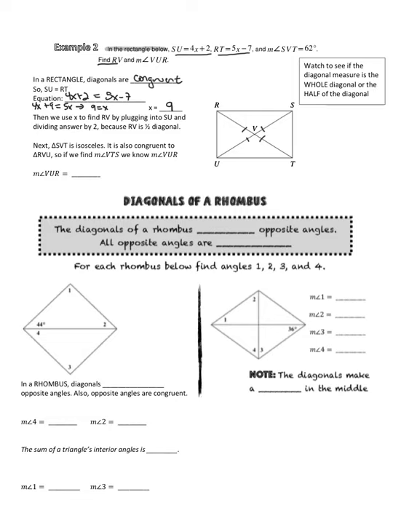I know x is 9, so I need to find the measure of RT. So let's do that. 5 times 9 minus 7 is 45 minus 7 is 38. So RV is 1/2 of that. RV equals 19.